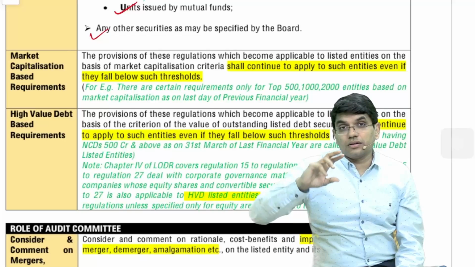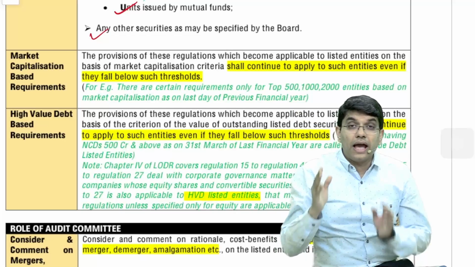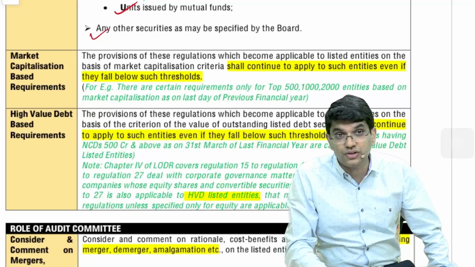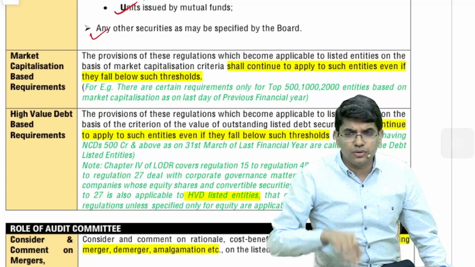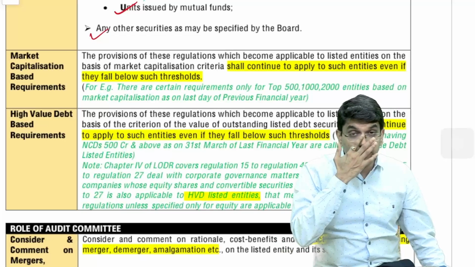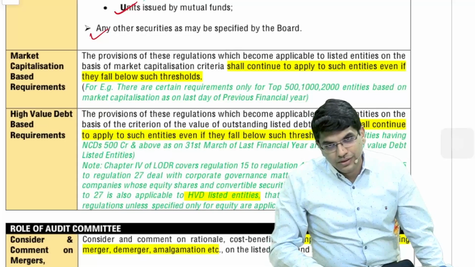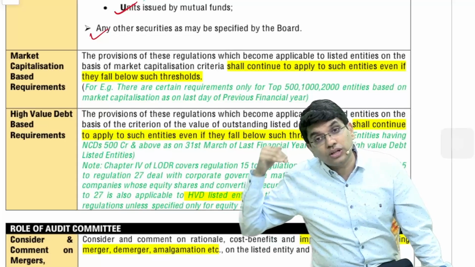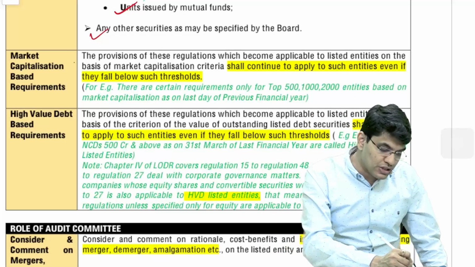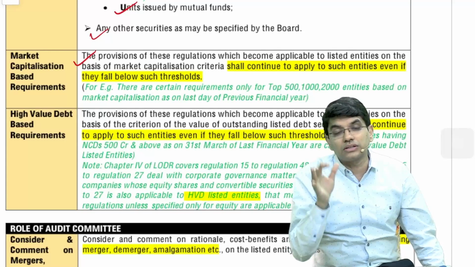If you are in the top 500 companies or top 1000 or top 2000 as per market capitalization as on the last date of the previous financial year, that is 31st March, then some requirements get applicable to you. That's absolutely fine. And now what is the interesting thing? Even if you fall out of the criteria, if you are not in the top 500, 1000, 2000, then also the requirements will remain applicable to you. So it's like once it is applicable, it's always applicable, even if you are not covered in the threshold.